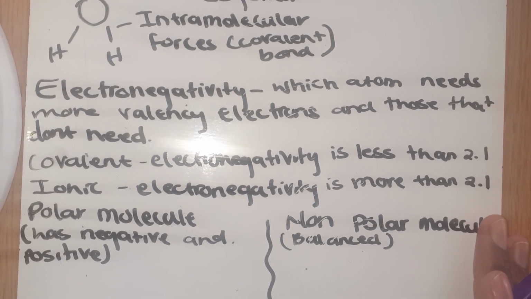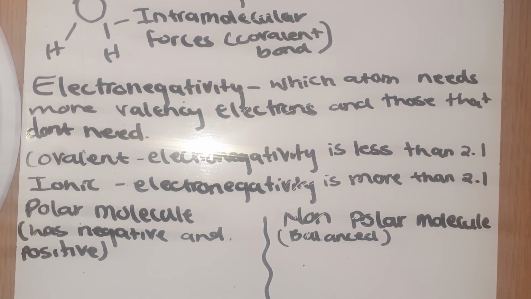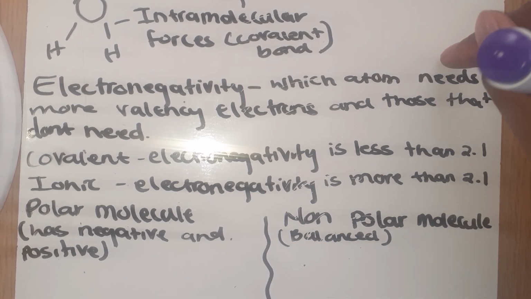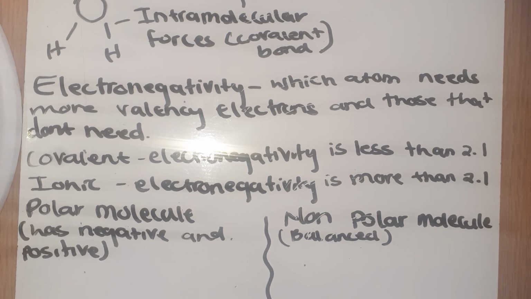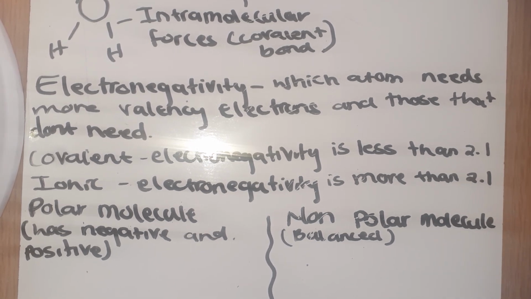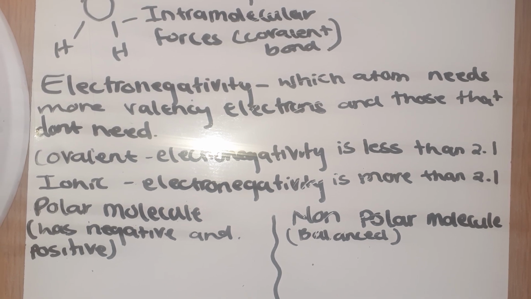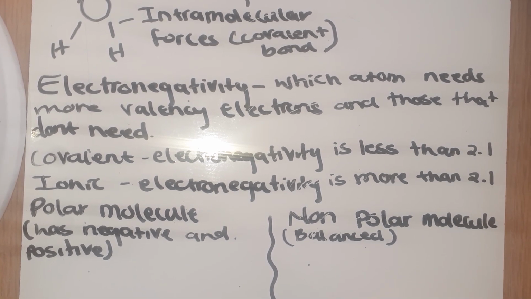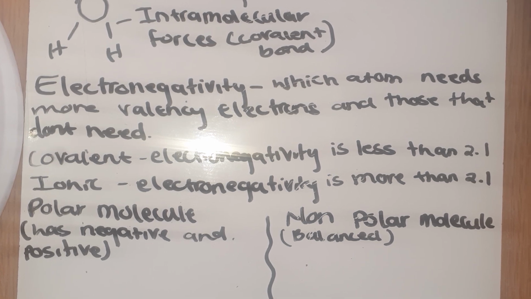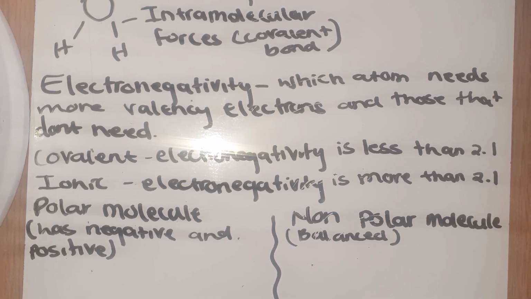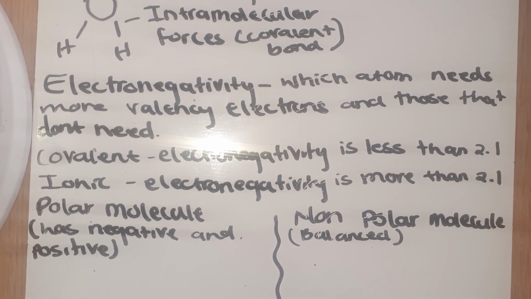So we also have something called electronegativity. Now, this is which atom needs more valency electrons and those that don't need. I hope you know how to do your Lewis structure. It will help you with understanding this. And then we have covalent. When the electronegativity between two atoms is less than 2.1, they are covalent. There's a covalent bond. And when the electronegativity is more than 2.1, they are ionic.